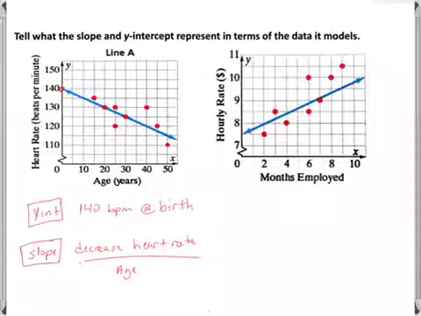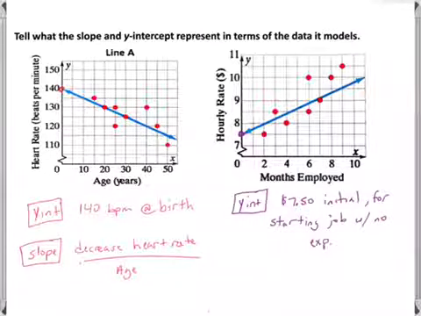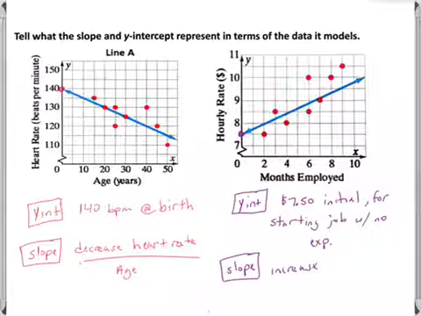For the second example, we've got a y-intercept here at about 7.5. And this y-intercept represents the $7.50 initial pay for starting the job with no experience. Where your slope in this case, you see an increase in pay or hourly wage over months worked.